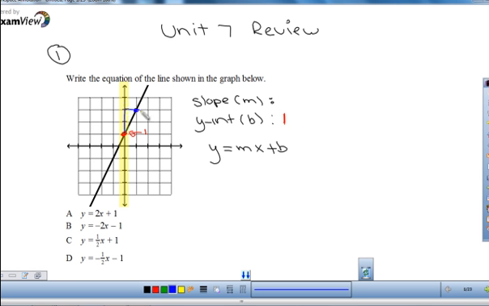Our slope, we're going to pick 2 points that we know exactly where they're at, and we're going to go up and over. So we went up 2 over 1, so our slope is rise over run, so 2 over 1 or 2. So when we write our equation, it's going to be y equals 2x plus 1. So my answer is going to be A.